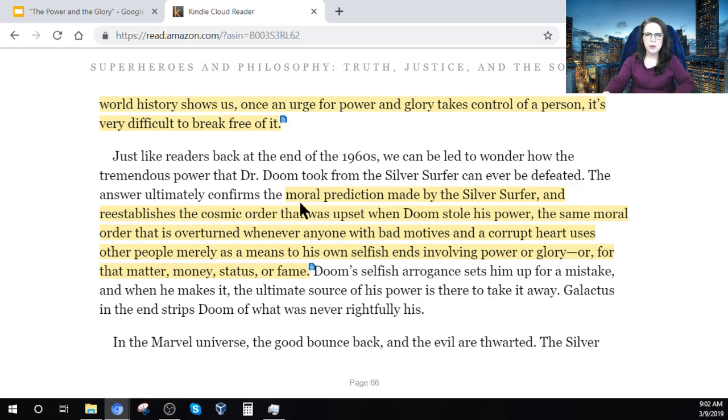And they bring in morality. The moral prediction made by the Silver Surfer reestablishes the cosmic order that was upset when Doom stole his power. The same moral order that is overturned when anyone with bad motives and a corrupt heart uses other people merely as a means of his own selfish ends, involving power or glory, or for that matter, money, status, or fame.